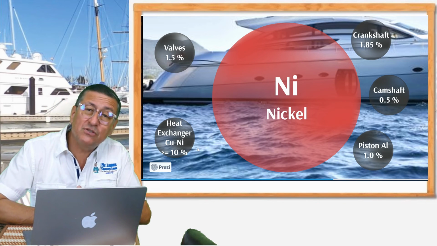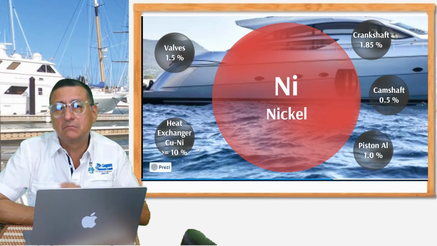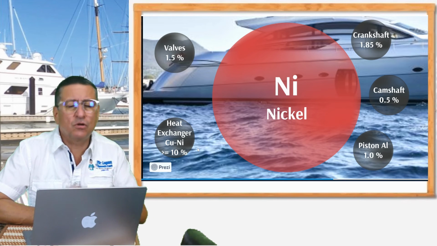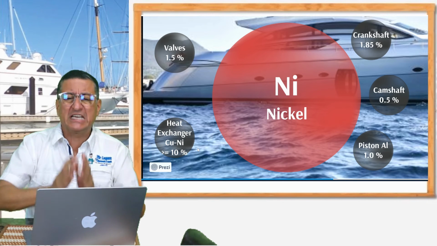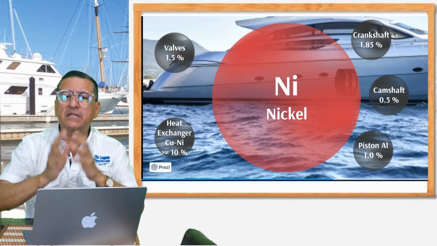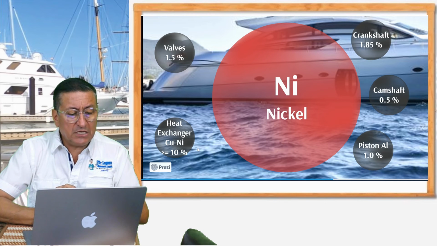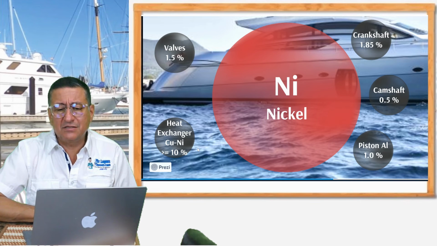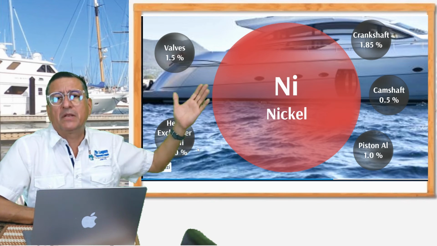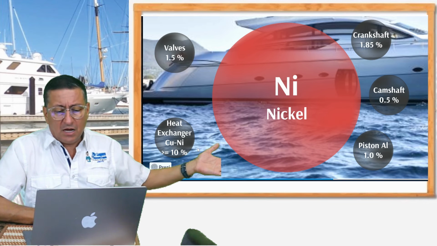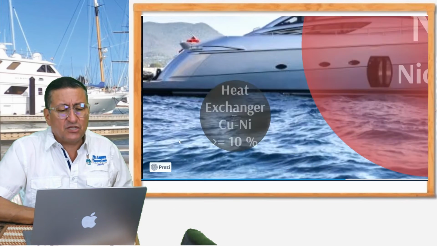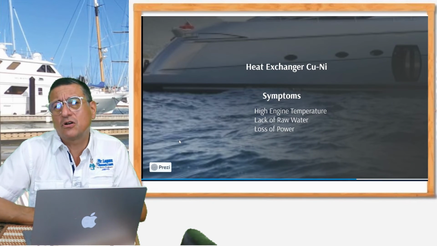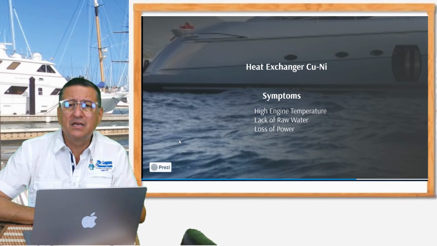In the aluminum pistons, around 1% is nickel. Those numbers are averages; it's not exactly that amount, but it's pretty close. It's a high concentration, no? And you know the analysis, because the analysis is the same. You remember we analyzed what happened in the crankshaft, what happened in the valves, and what happens in this particular case in the heat exchangers. In the heat exchanger, of course, the temperature of the engine is high.